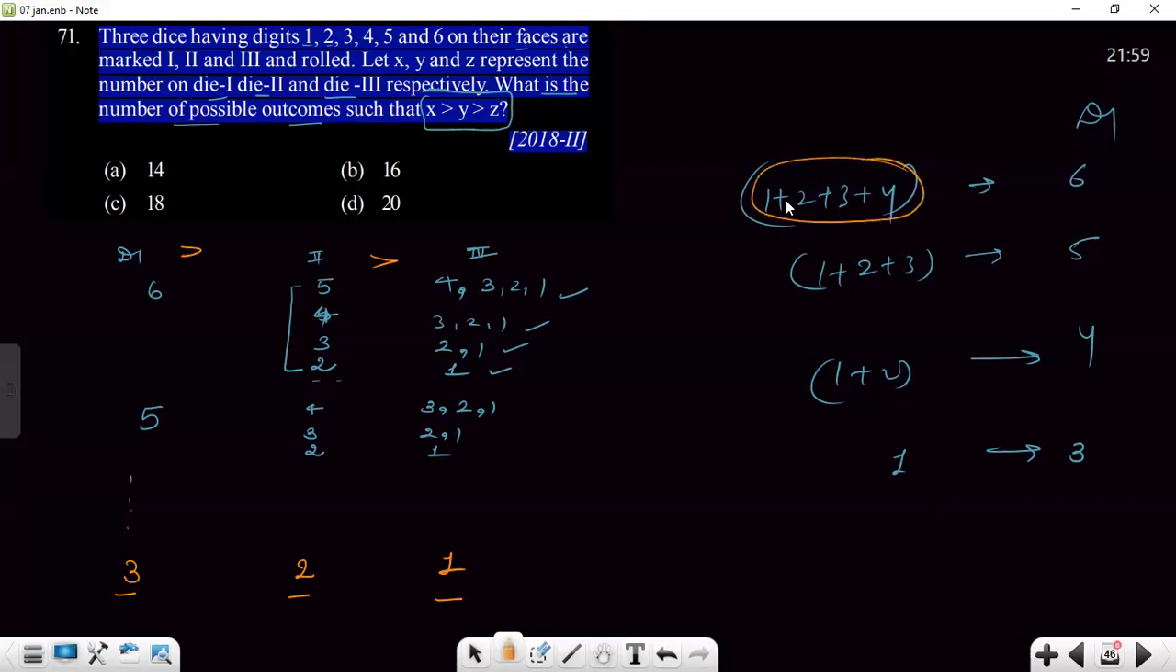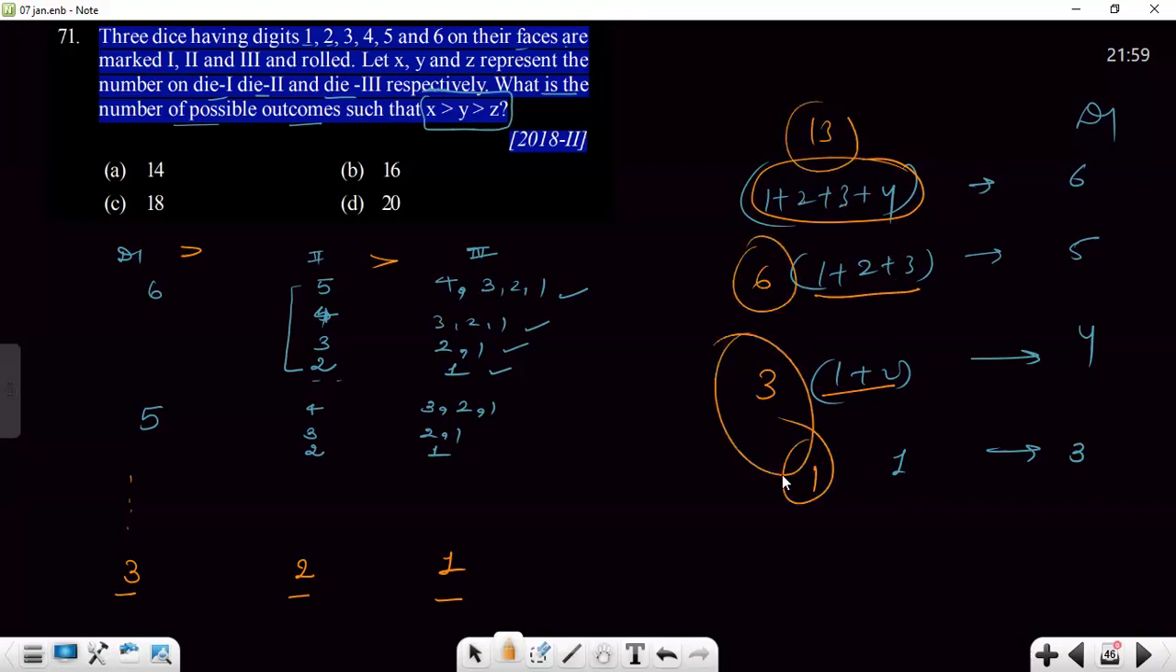So this is basically 6 plus 3, 9 plus 4, 13. Sorry, 3 and 3 becomes 6. 1 plus 2, 3. So this is 1 only. 6 plus 4 becomes 10, not 13. So 10 plus 10, that becomes 20. And this should be your answer.